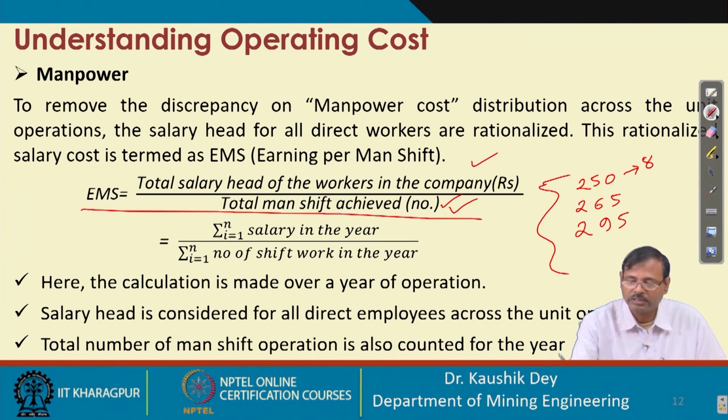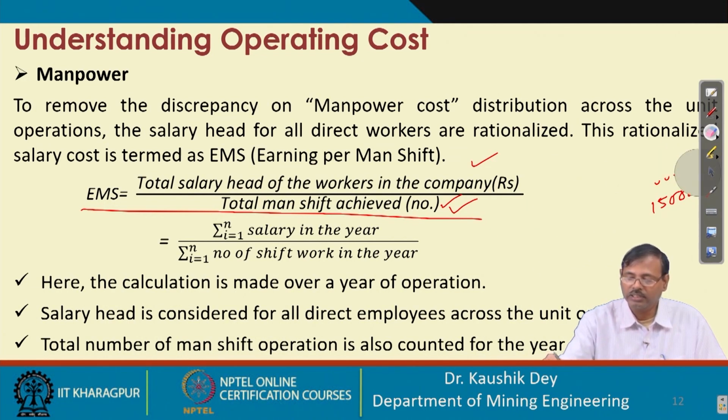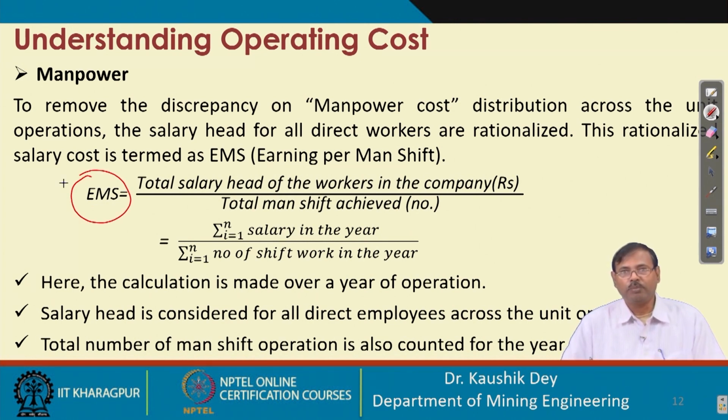Similarly, we take the total salary head. Suppose in that year he has earned, say, rupees 8 lakhs, then this person has earned rupees 10 lakhs, this person has earned rupees 15 lakhs. So, that way this is their salary earning, and the summation of this is considered as the salary head of that particular mine. So, after getting this, by dividing, we basically get the earning per man shift, that is the cost of manpower per shift of operations.